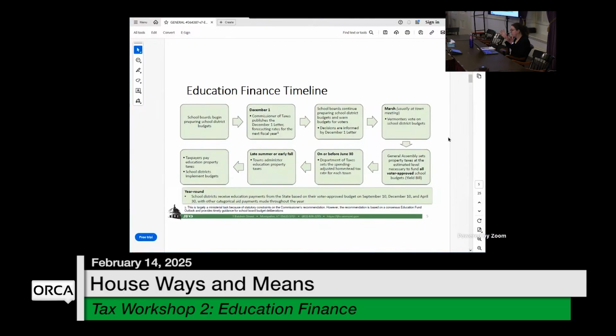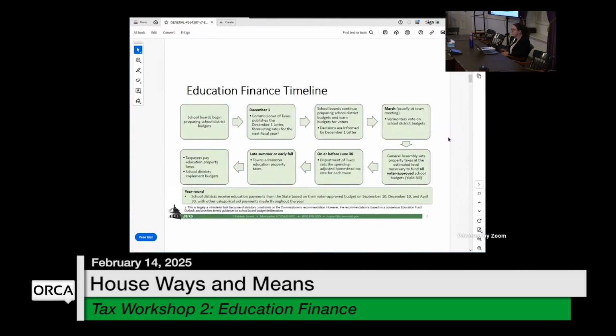So that's very quick how we got to where we are today. But now thinking about, within a year, the education finance timeline and how it works. And in some ways it's arbitrary where I picked the starting block to be, because this is really a circular process, right? But intuitively, I think it's helpful to think about where school boards start to prepare their budgets. So they begin preparing their budgets, that's usually in early fall. And they're preparing those budgets over the course of the fall.